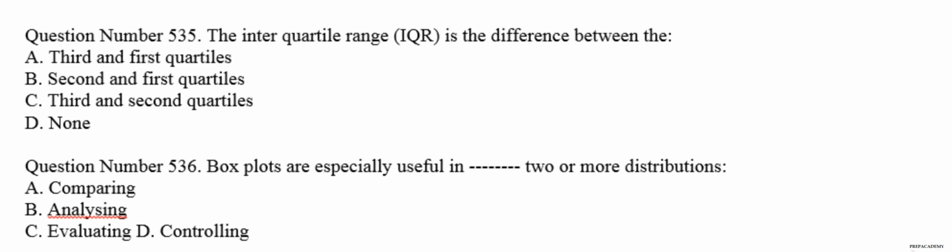Question number 535. The interquartile range, IQR, is the difference between the A. Third and first quartiles. B. Second and first quartiles. C. Third and second quartiles. D. None. The correct answer is option A, third and first quartiles.